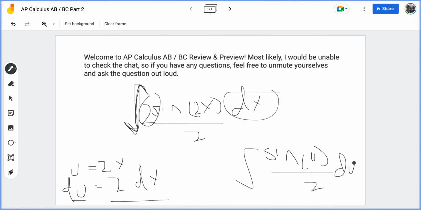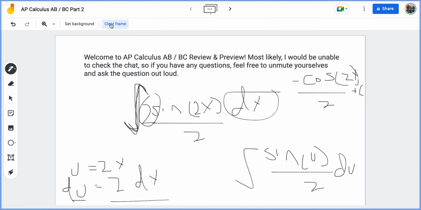So now we just have a normal function, sine of u. We know that the antiderivative of that is negative cosine u. So it should be negative cosine u over 2 plus c. And I'll get into why that's important. And then you replace back u. You get 2x instead of u. So the integral of sine 2x is negative cosine 2x over 2.